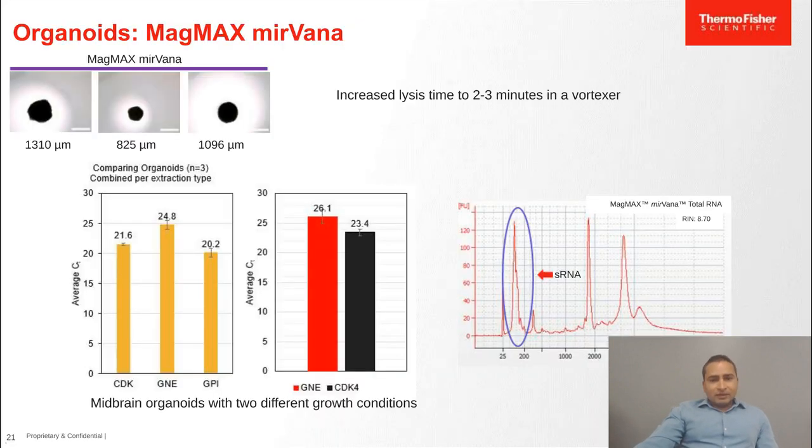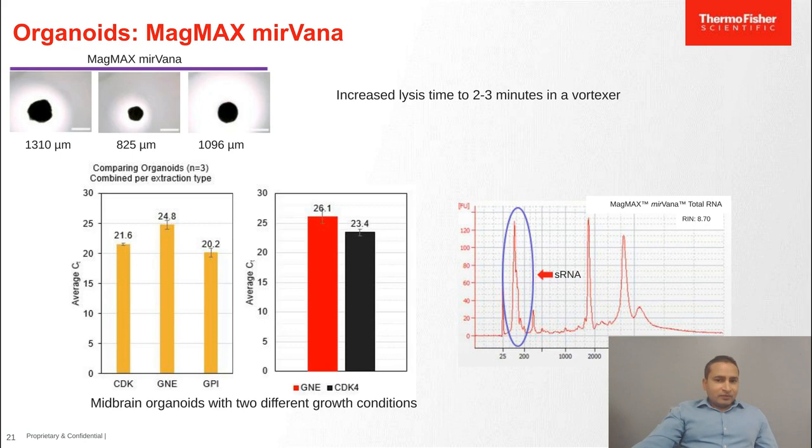Next, we also looked at RNA isolation from organoids. Organoids are another organ-like 3D cell culture that my colleagues talked about earlier. We used human midbrain organoids. Again, these organoids are slightly larger in size. They have some strict growth requirements. So we tested these organoids with the MagMAX mirVana kit chemistry.